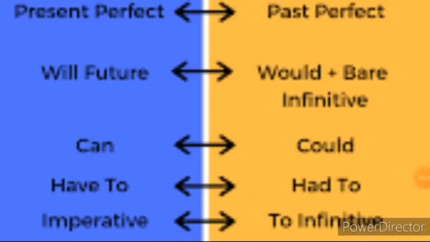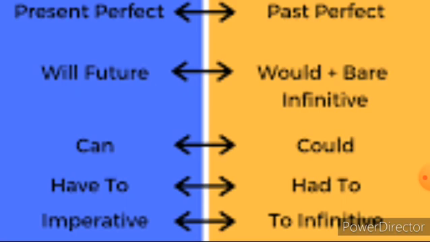The next, present perfect in direct speech will be changed to past perfect in indirect speech. And then the modal verb will be changed to would, can will be changed to could, have to will be changed to had to, and imperative sentence means that is to infinitive. These are the changes that take place while converting a sentence from direct to indirect. That is the tense changes.